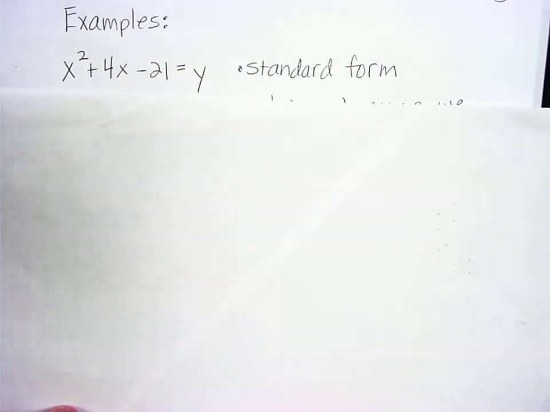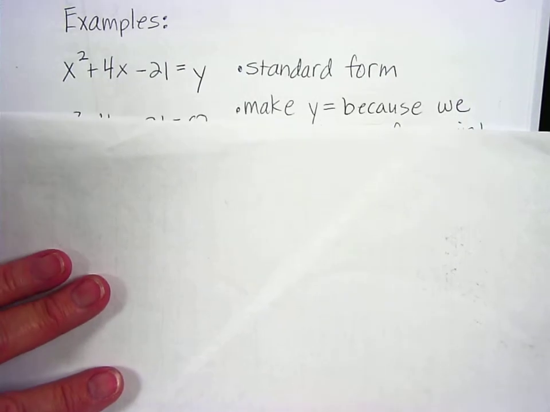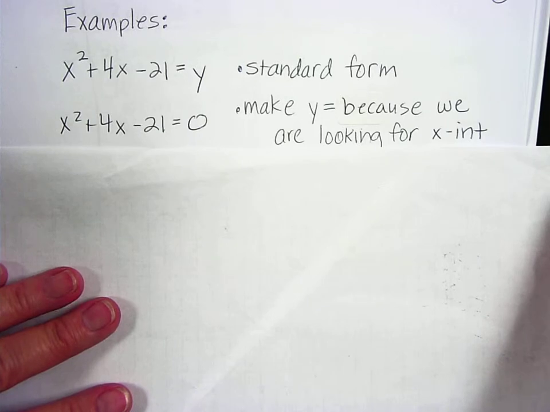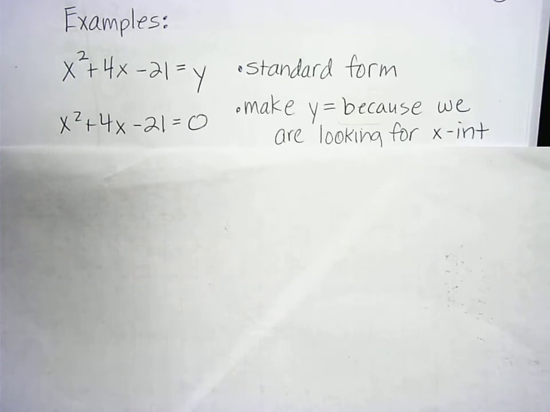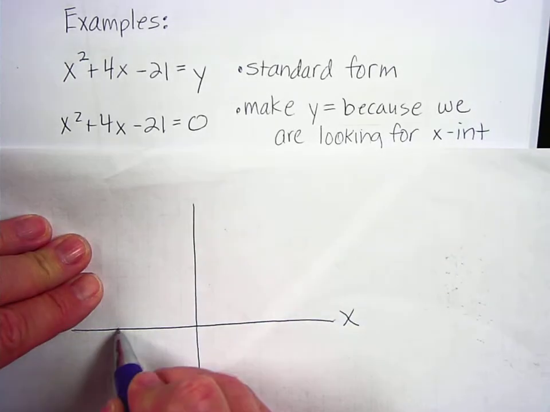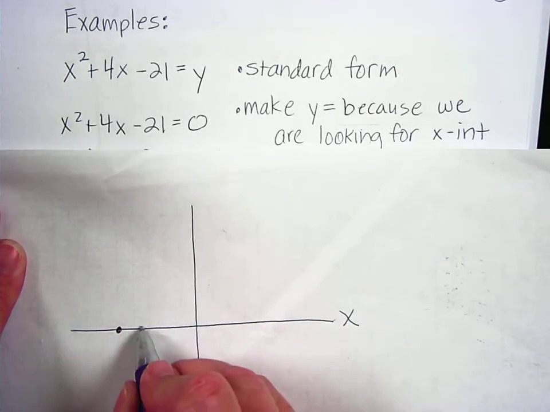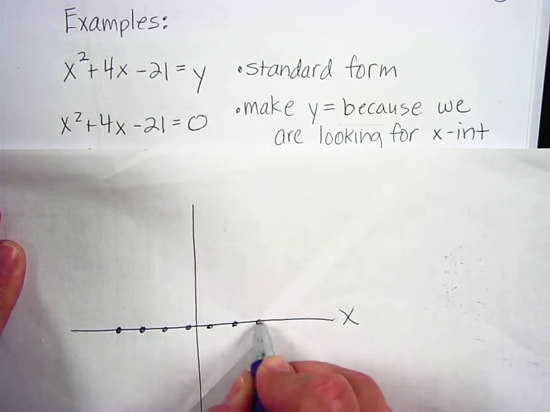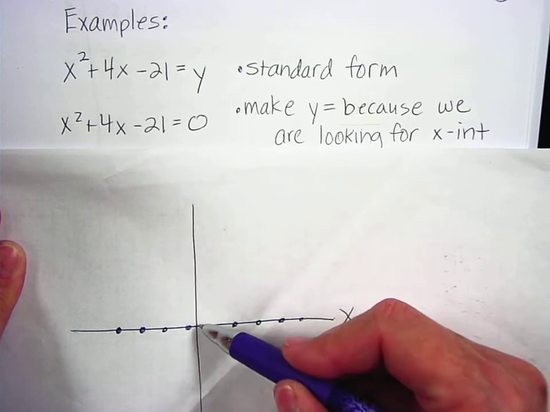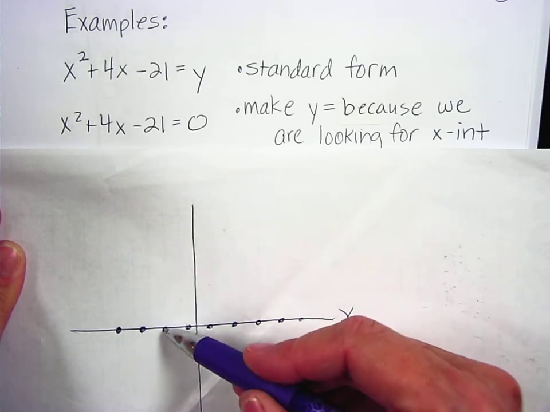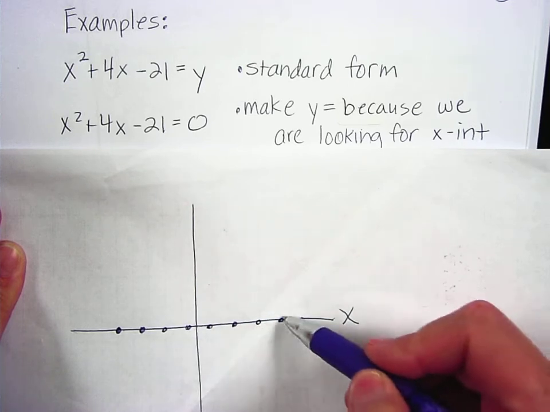Now when we're ready to factor it and solve it, we're going to make y equal to 0 because we're looking for our x-intercepts. And if you think about it, if we're looking for x-intercepts, those are points on the x-axis. Every time I have a point on the x-axis, it doesn't matter where it is, y is going to be equal to 0 at that point. That means the y value isn't going to be up here, and it's not going to be down here. Every time we have an x-intercept, the y value is going to be 0.